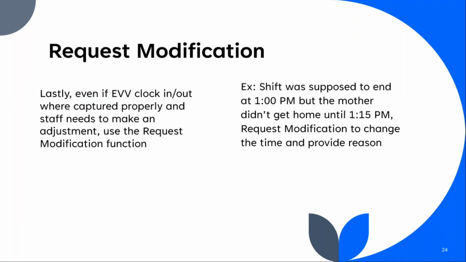Lastly, even if EVV clock in and out were captured properly and staff needs to make an adjustment, you can still request modification. For example, your shift was supposed to end at 1 p.m. but the mother didn't get home until 1:15 p.m. Request modification to change the end time. Provide the reason and submit. That then notifies the Forte office of the change without additional communication.